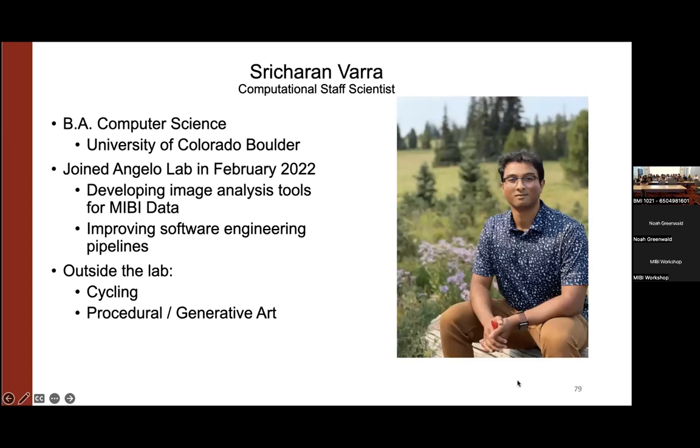I'm Sri. Currently, I develop image analysis tools using MIBI data, and then I improve the general software engineering pipelines that make our lives a bit easier to actually develop. I got my BA at Colorado Boulder last year, and I just joined the lab in February, so it's been about 7 months.